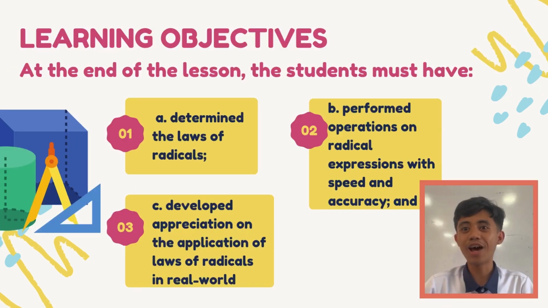Class, before we proceed to our discussion this day, allow me to present our learning objectives first. At the end of the lesson, the students must be able to: first, determine the laws of radicals; second, perform operations on radical expressions with speed and accuracy; third, develop appreciation for the application of the laws of radicals in real-world problems.